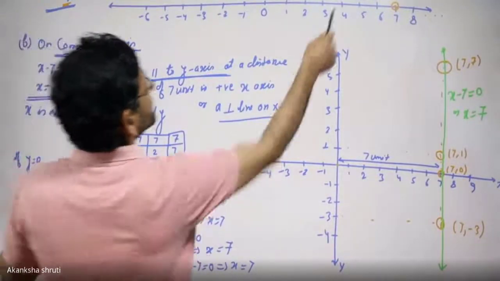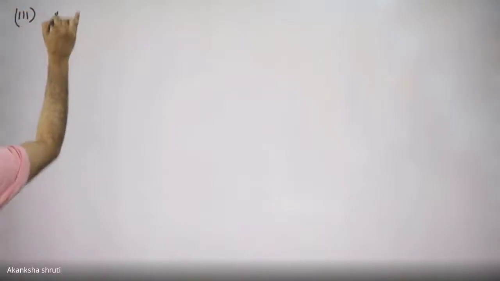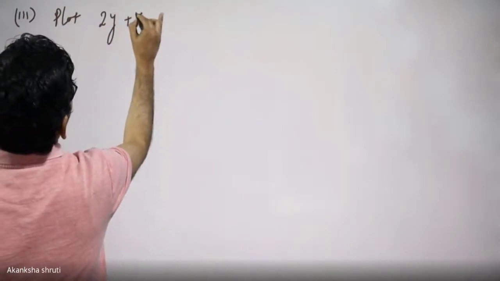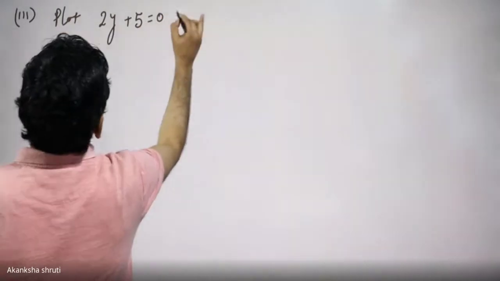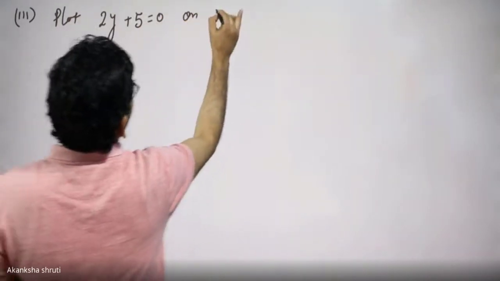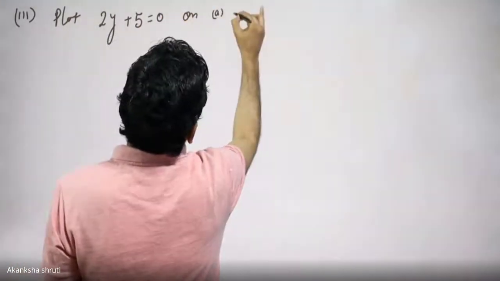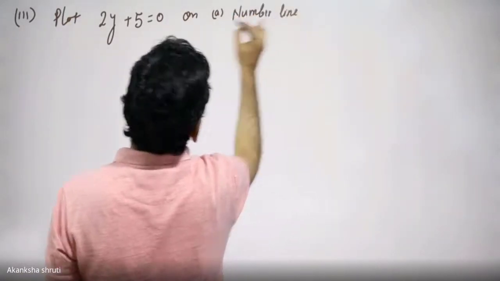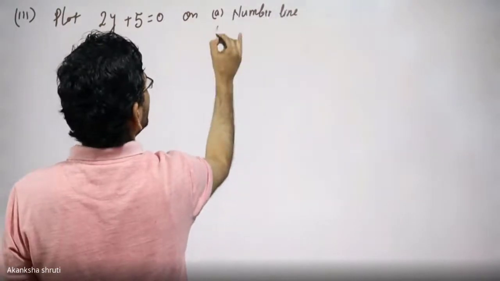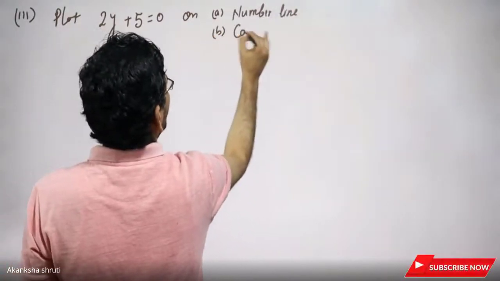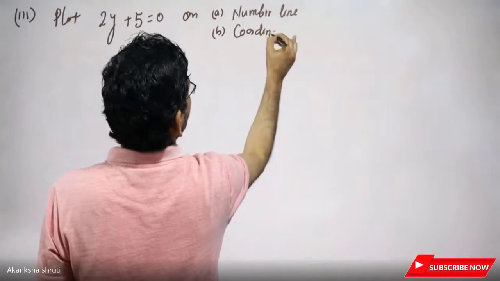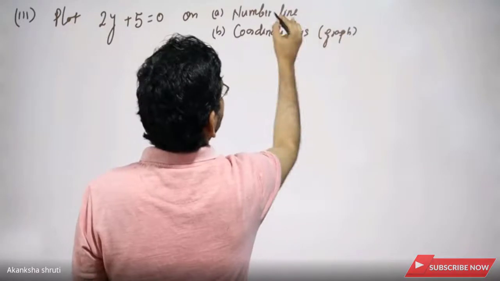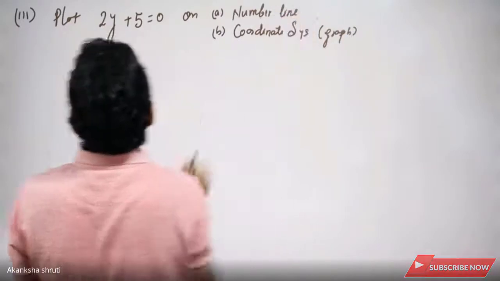Students, let us solve one more question. We have to plot 2y plus 5 is equal to 0 on, in the first case, a real number line or number line, or on the horizontal line, and in the second, our coordinate system. This coordinate system is basically the graph. This is just plotting the real number.